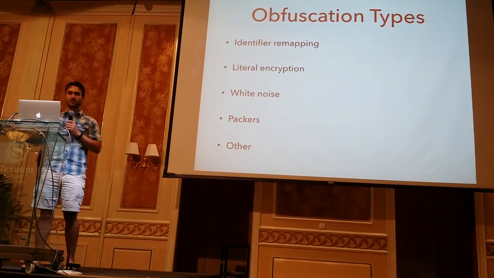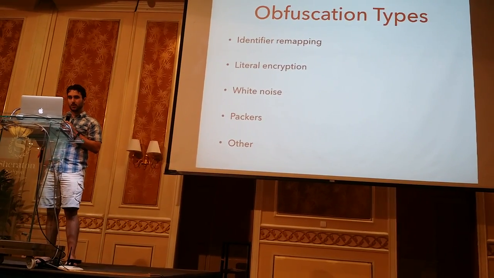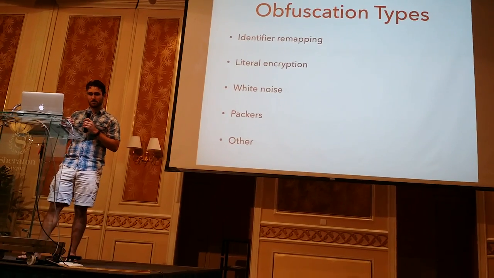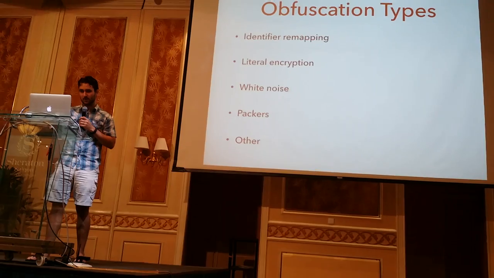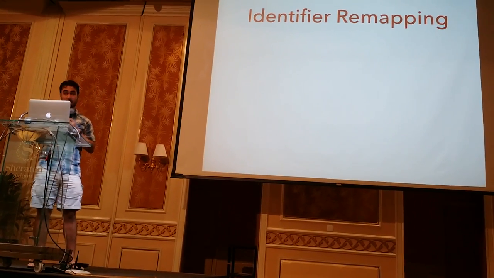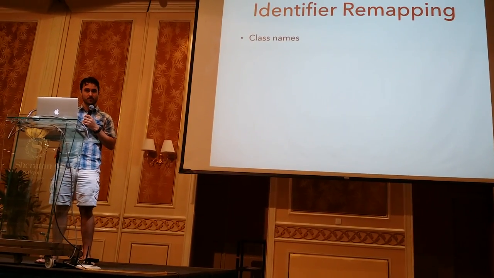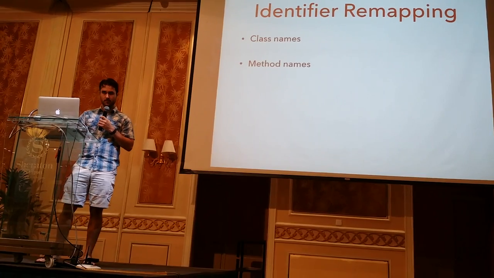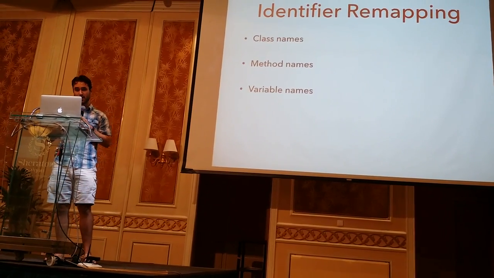And then other. So there's lots of different miscellaneous types of obfuscation that we'll go over really quickly. And there might even be more types of obfuscations invented by the end of this talk. It's a very hot field. So the first one I mentioned is identifier remapping. And so identifiers are things like class names, method names, variable names. So the theme here is the names of everything.